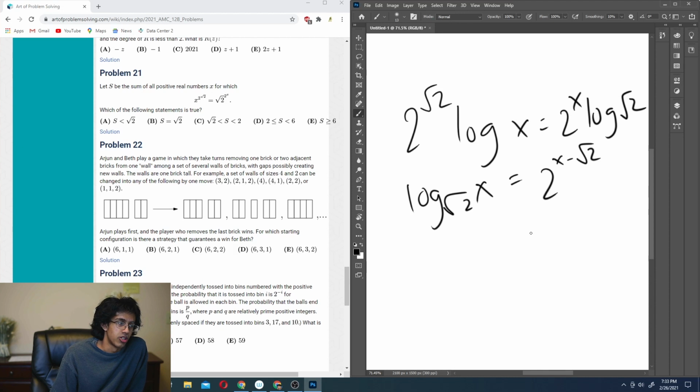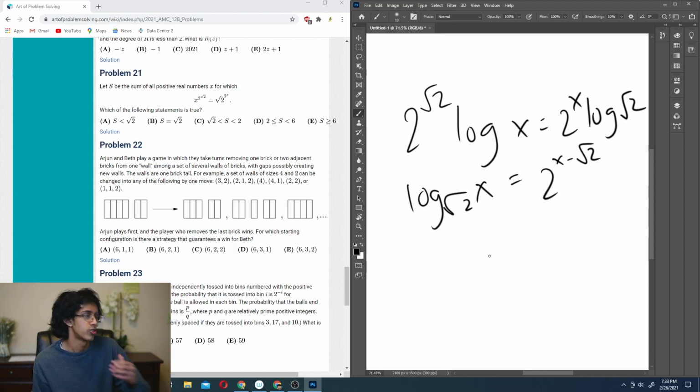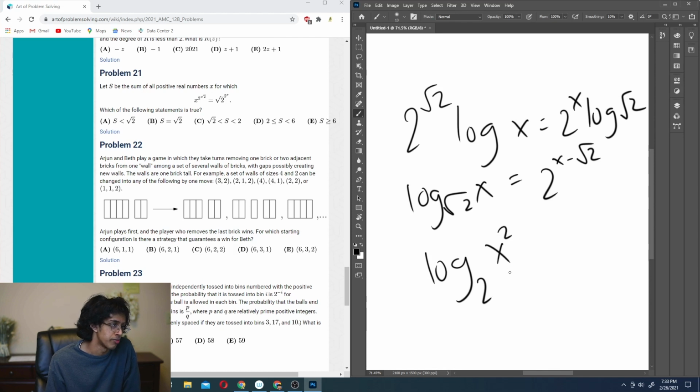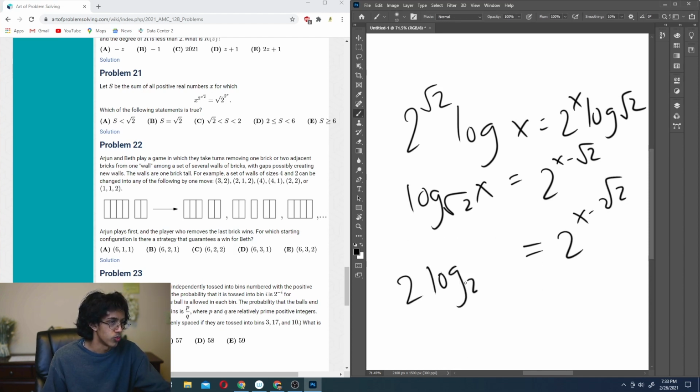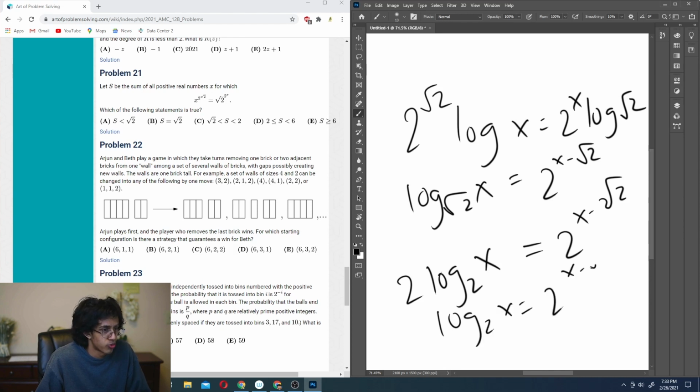Can we take the log again, and then maybe we'll get something? Actually, okay, so if you have log of 2 to the 1/2, that's the same thing as taking the log 2 of x squared, right? Yeah, okay. And then this is equal to 2x minus root 2. Oh, so this is the same as 2 log 2 of x. Okay, seems legit. So if we divide by 2 on the other side, then we basically get log 2 of x is equal to 2 to the x minus root 2, or sorry, minus root 2 minus 1.